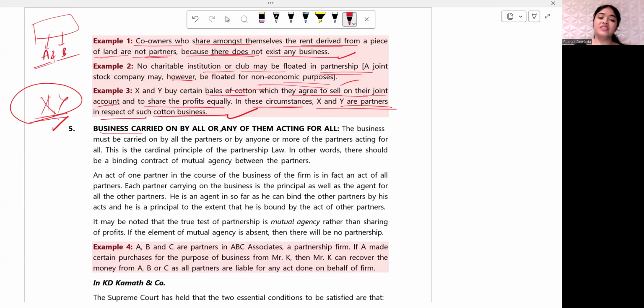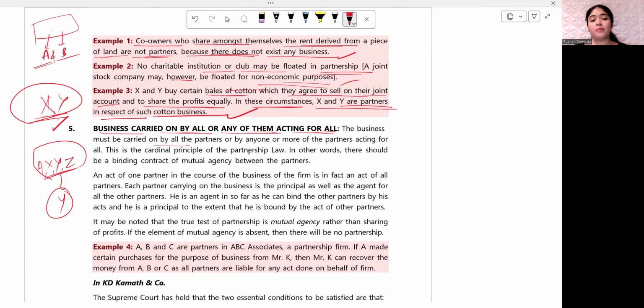Okay. Business carried on by all or any of them acting for all. Now, your business may be carried on by all the partners together, or only one partner will be acting on behalf of everyone. Right? A, X, Y, and Z. All these are partners, but only Y is doing the whole work of the partnership. He is the only person who is selling the footwears at the shop. So he is the active partner.